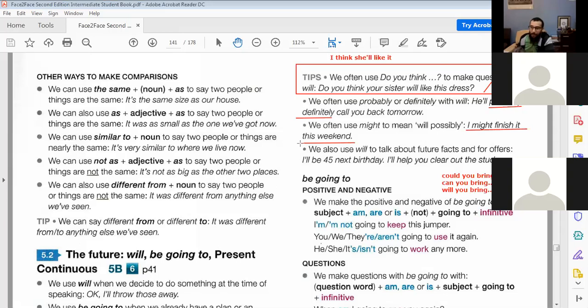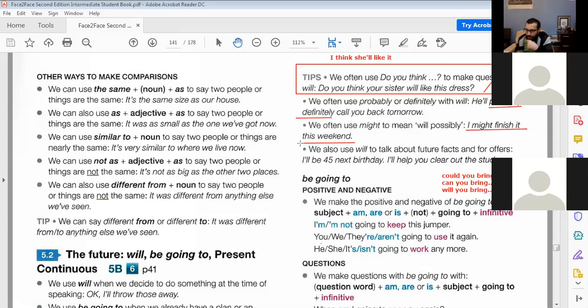So might is like this. If you say, I might finish it this weekend, it means there's a big chance you won't finish it. It's a 50-50 thing. Do you get the idea? Unlike be going to, or the present continuous. With be going to, if you say, I'm going to finish it this weekend, or I'm finishing it this weekend, there is high certainty, the probability that the thing will happen is high. Do you get the idea? With will it's lower, and with might it's even lower than will. I might finish it, meaning maybe, inshallah. It's a bit like this.